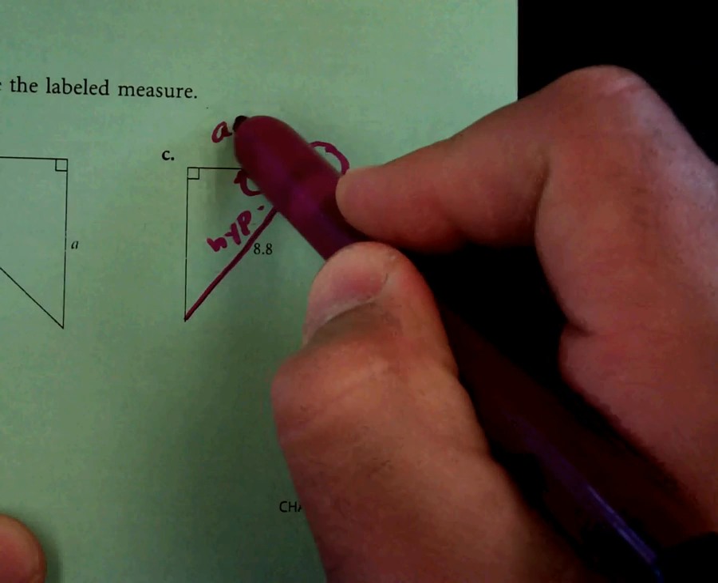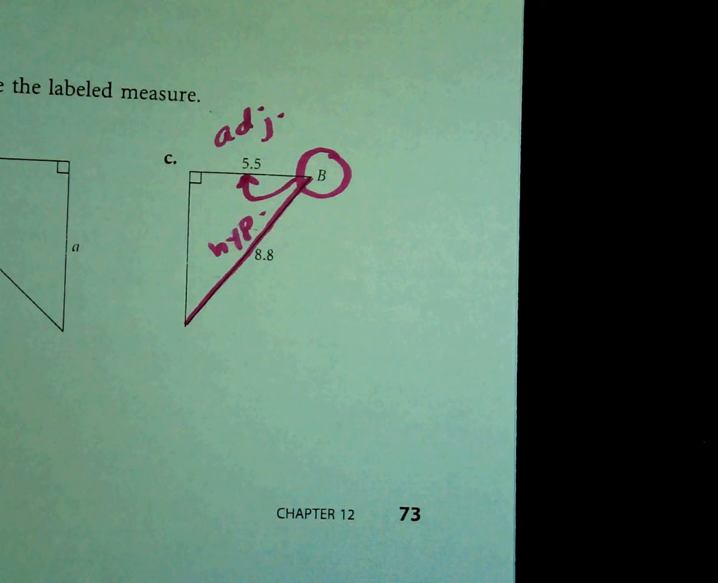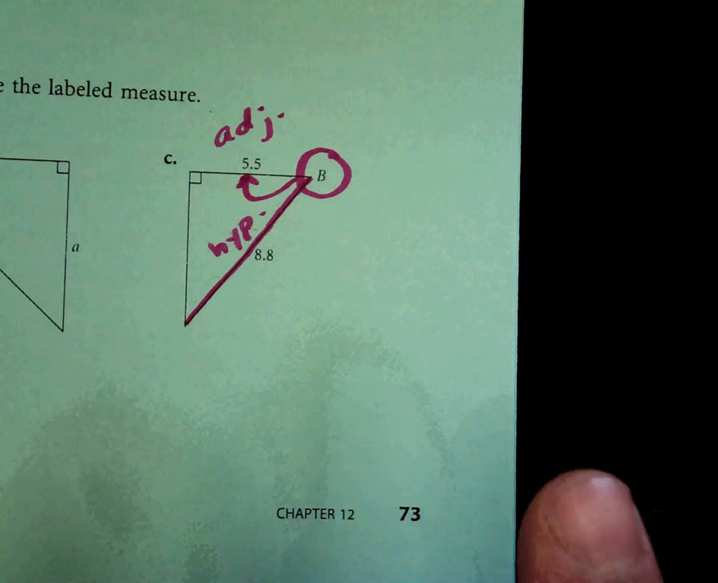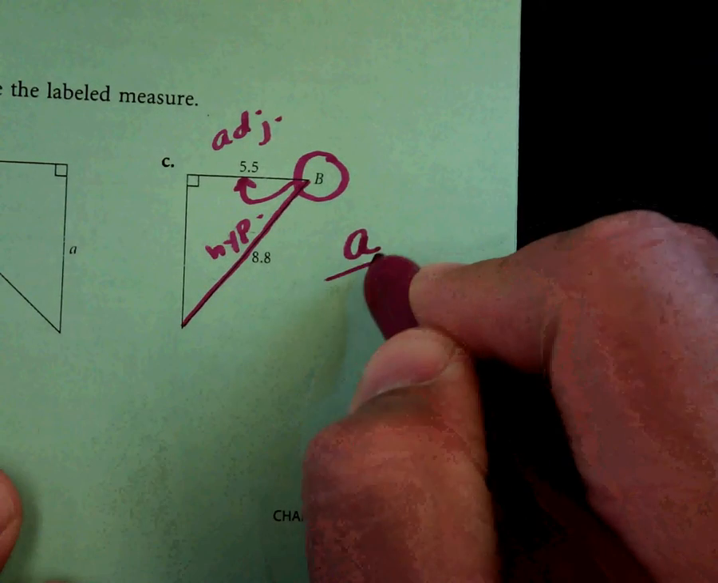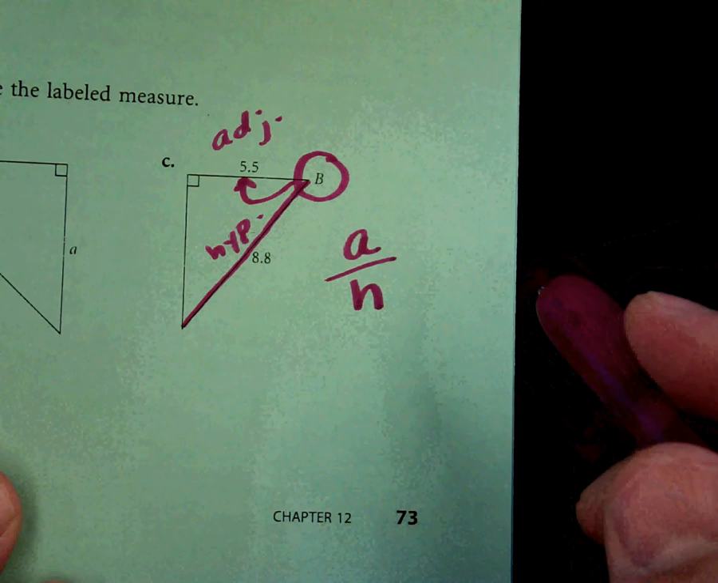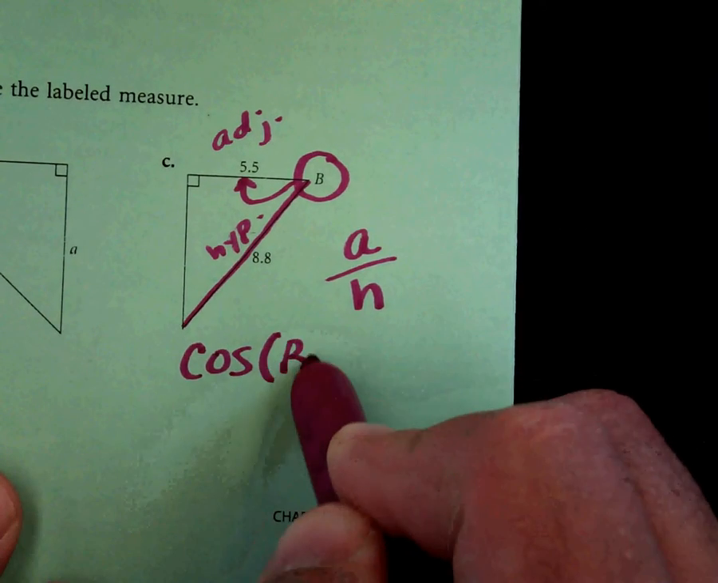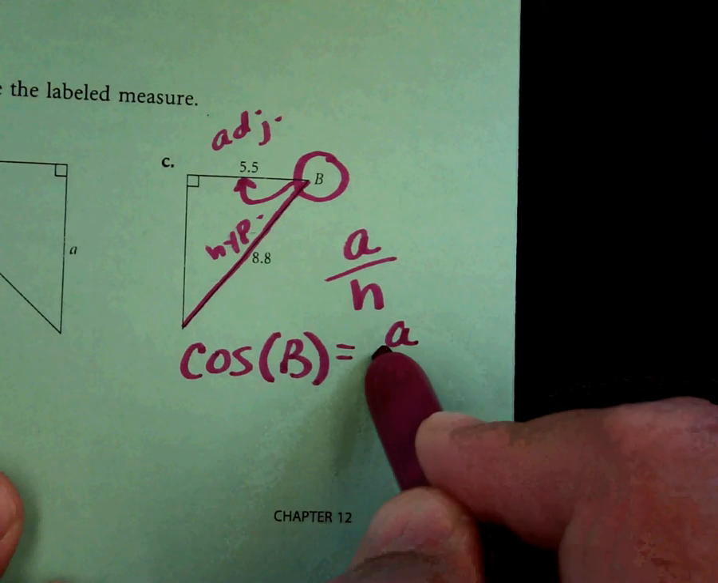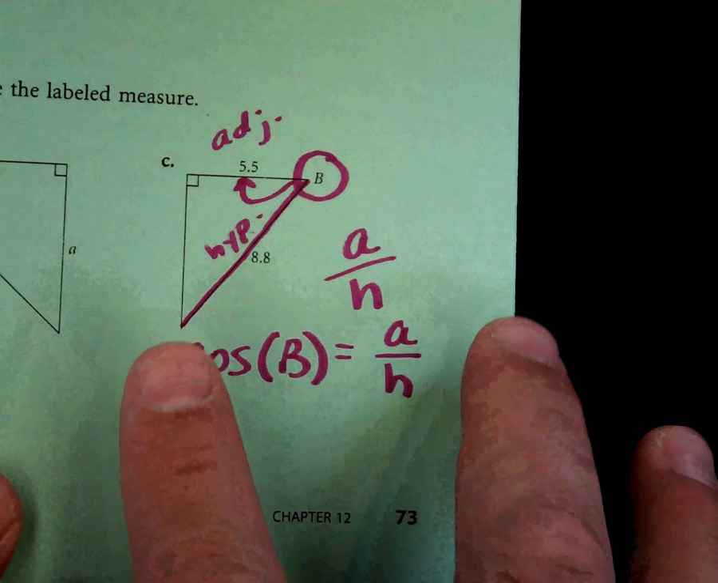Adjacent. So you don't guess which one you're going to use, cosine, sine, or tangent. You use the one that goes with the given information. Since we're given adjacent and hypotenuse, we're going to use cosine, because cosine of the angle is adjacent over hypotenuse. So we're locked in to using this formula.